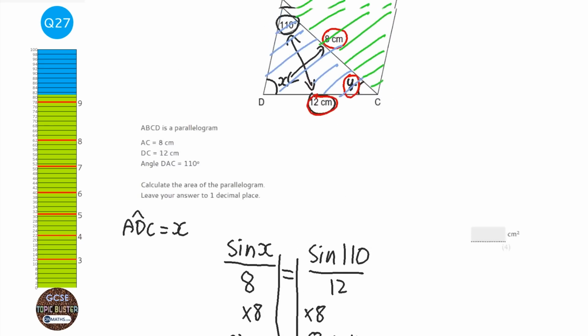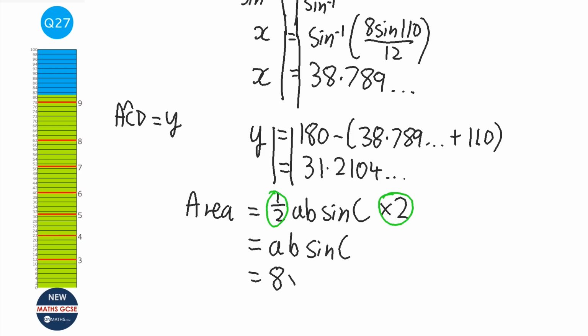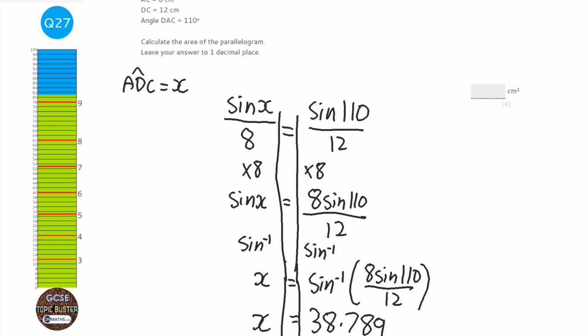Now I've kept that number in my calculator, so I can use it. It was A and B. A and B are going to be 8 and 12. So it's going to be 8 times 12 times sine 31.2104 blah blah blah. So let's quickly use the calculator before it switches off. So I'm going to press sine answer, close bracket, times 12 times 8. And it says the answer is 49.7455 blah blah blah.